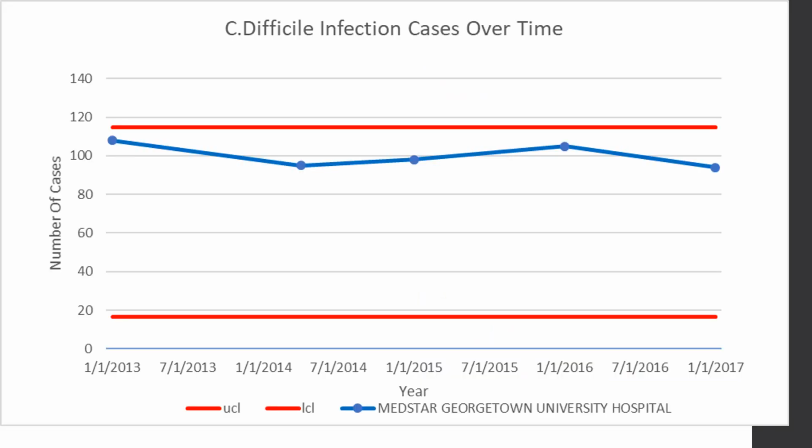Our first performance indicator is C. difficile infection cases, and is studied over time from 2013 to 2017. The graph shows that Medstar Georgetown's C. difficile infection cases have stayed within the upper control limit and lower control limit within this time period. However, it also seems to have trended somewhat downwards.